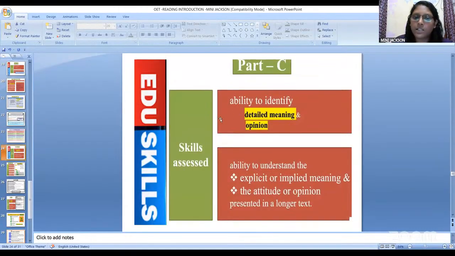What are the skills we need to assess? Ability to identify detailed meaning and opinion. Here, it's different from A and B. We need to get the detailed meaning, and we can find the opinion and attitudes. So we need to understand what type of questions will be there. It tests the ability to understand explicit or implied meaning and attitude or opinion presented in a longer text.